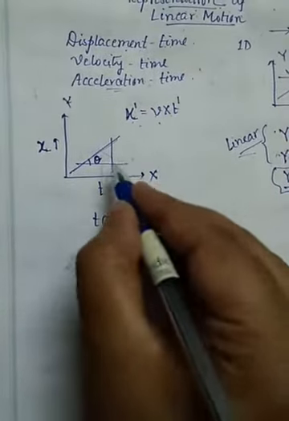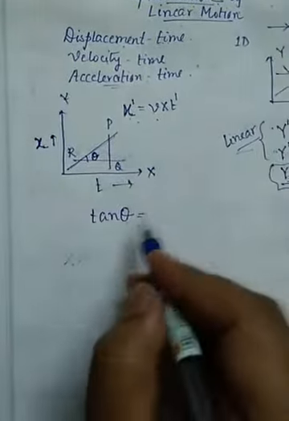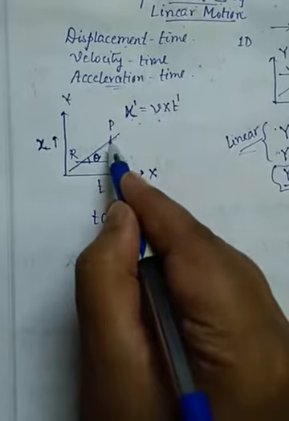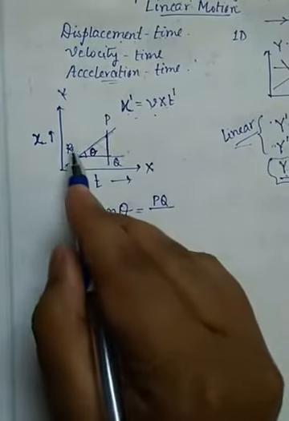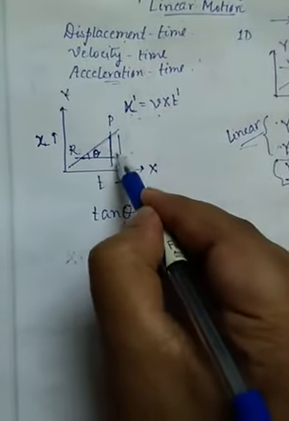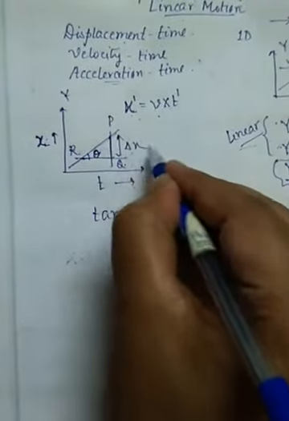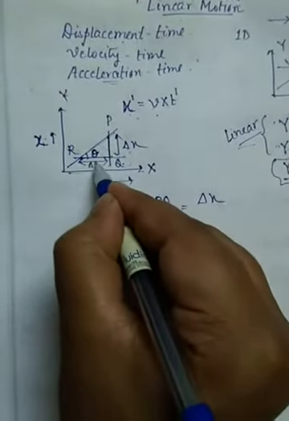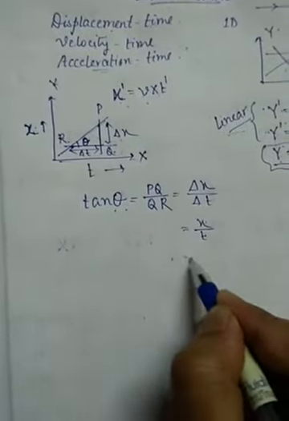Okay, and you have to remember, if this is a triangle, let's say this is P, Q and R, then tan theta must be equal to perpendicular by the base. That means height by base, that means PQ by QR. Now look at this, along PQ what are we getting? Displacement. So let's say delta x, this is displacement, and along x what are we getting? That is delta t. So delta x by delta t, so basically this is x by t, that is distance by time, that is velocity.